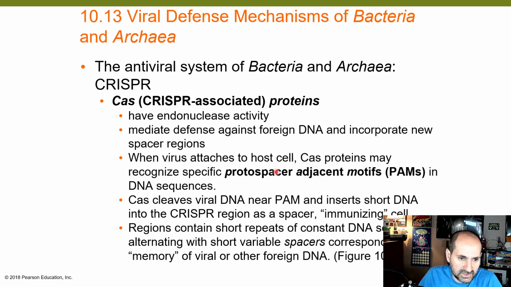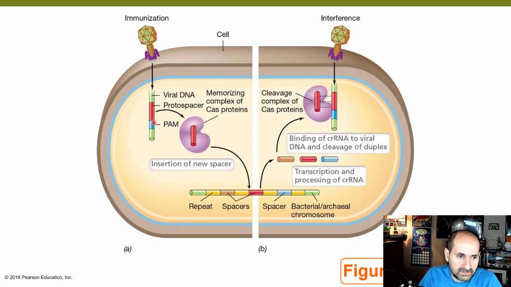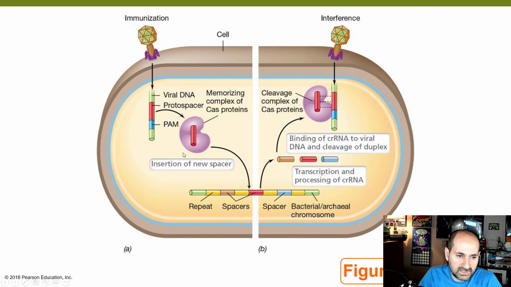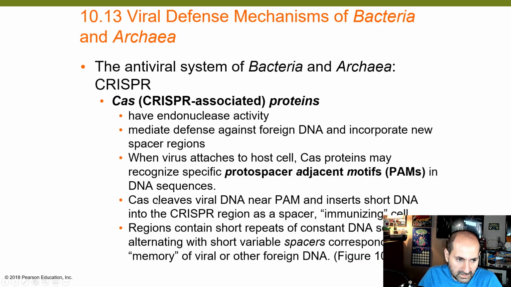When a virus attaches to the host cell, Cas proteins may recognize that PAM sequence, remember the protospacer adjacent motif. If they recognize the PAM DNA sequence, then Cas cleaves the viral DNA near PAM and inserts the short DNA into the CRISPR region as a spacer. That's what I was showing you here. It cleaves the protospacer and inserts it as a new spacer between the repeats.